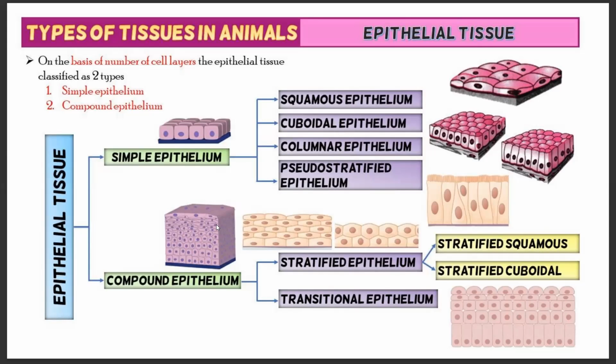Simple epithelium again can be divided into four: simple squamous epithelium, simple cuboidal, simple columnar, and pseudostratified epithelium. And compound epithelium has two types: stratified squamous epithelium and transitional epithelium, right? We have to learn the features, the shape of the cells, and where we can find this tissue separately, right?